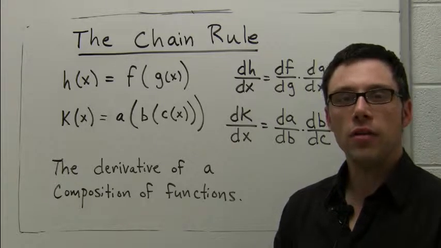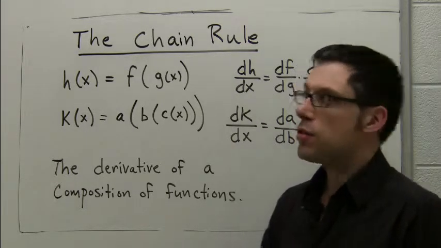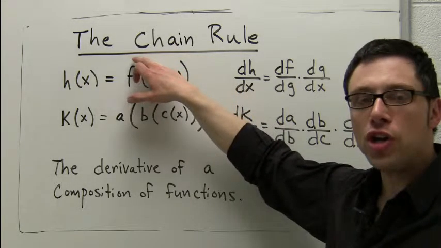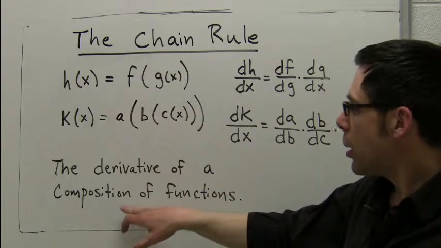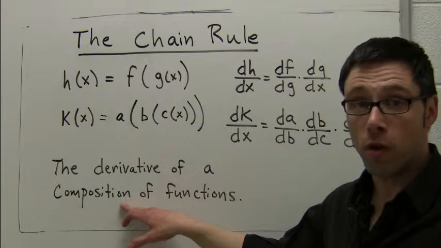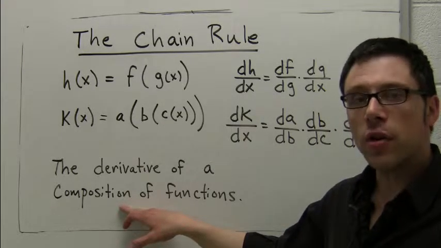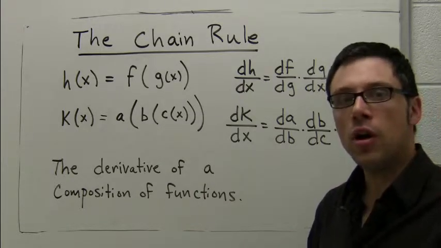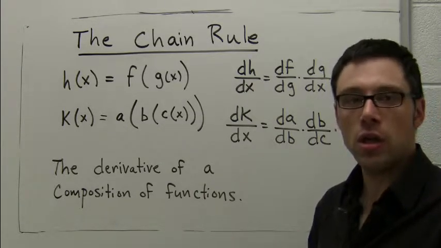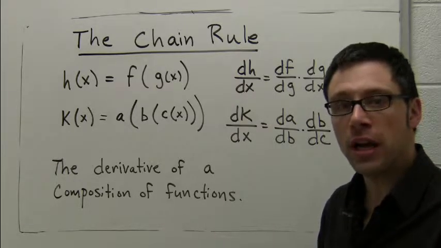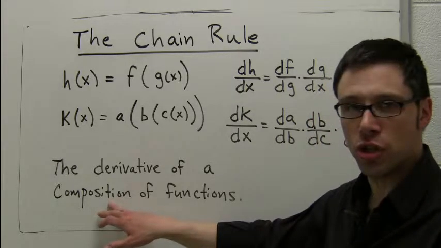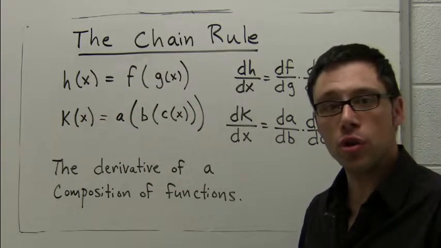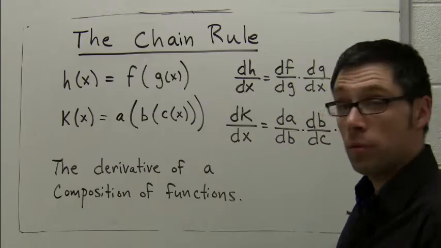Let's talk about the chain rule. Recall that the chain rule is a rule for differentiating the composition of two or more functions. It's a shortcut for determining the derivative of a combination of functions, in particular the combination of composition. I've put a couple of examples here to show you the rule for the chain rule.